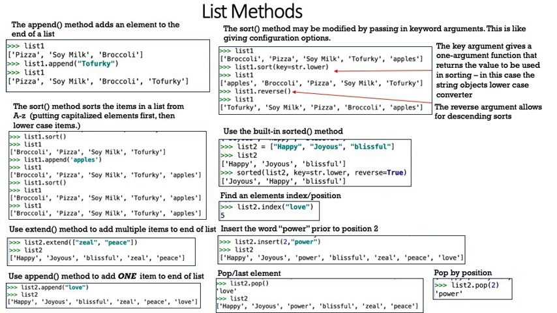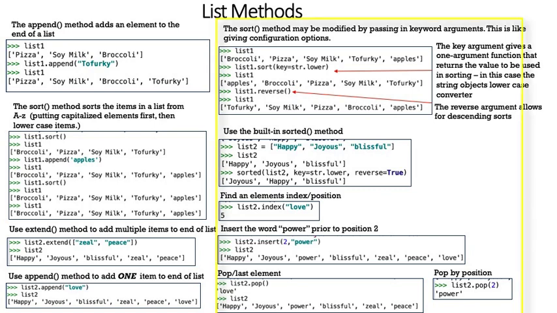Then we can do the extend method to add multiple items to the end of a list. List 2.extend zeal and peace. Then list 2 now has zeal and peace at the end. We have the append method to add 1 item to the end of the list, and that's similar to what we saw above. List 2.append love. So now we have happy, joyous, blissful, zeal, peace, and love, peace and love lowercase.